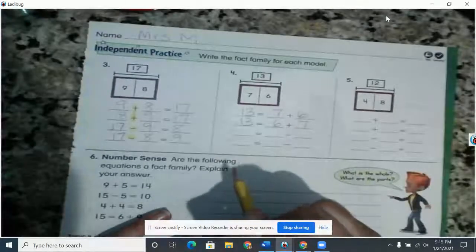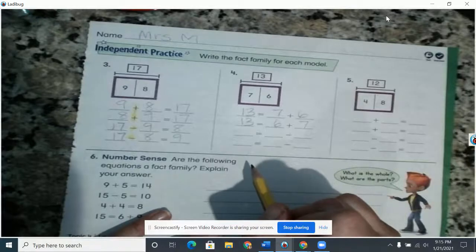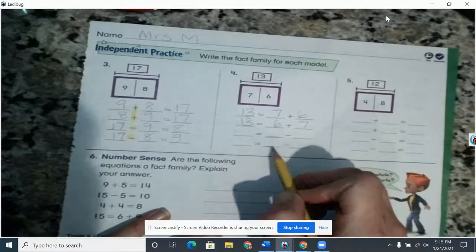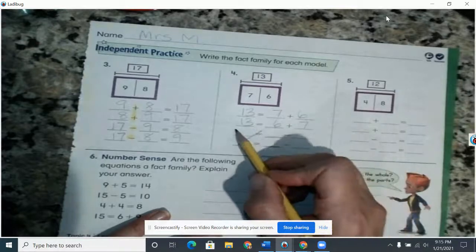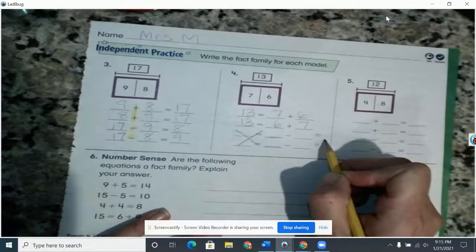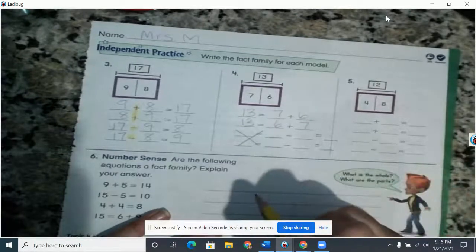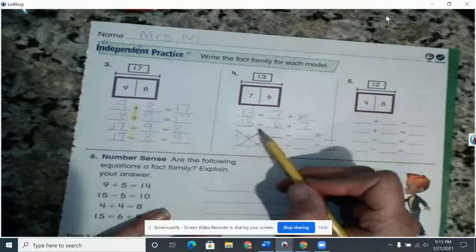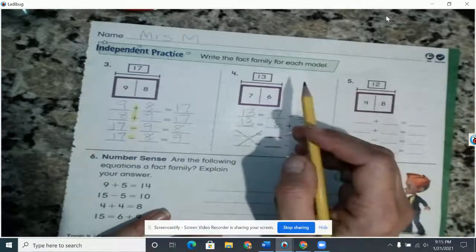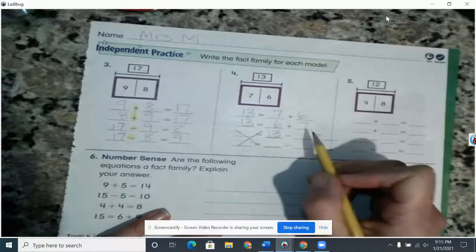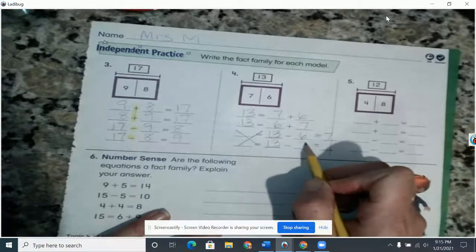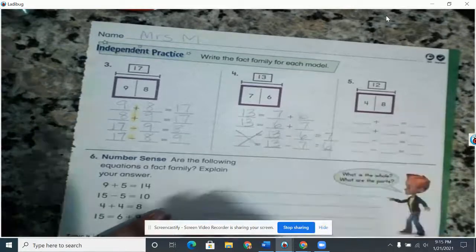Okay, now with subtraction, the big number is going to go first. So really, this is the first spot. But what I'm going to do is cross off those two, and I'm going to put my equal sign over here. I hope that didn't confuse you even more. I just don't like how they put that in the front like that. So I'm going to do 13 minus 6 equals 7. And then I can do 13 minus 7 equals 6.